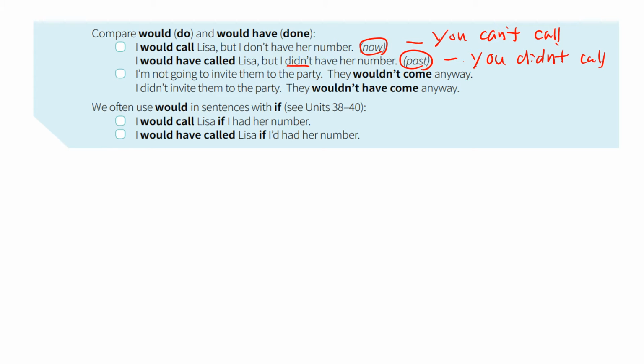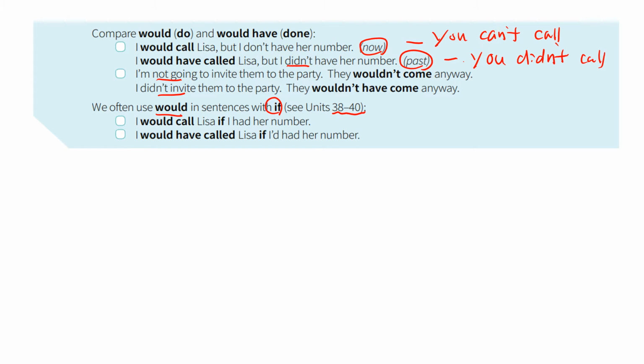I'm not going to invite them to the party. They wouldn't come anyway. I didn't invite them to the party. They wouldn't have come anyway. So this one is just like present and past. We often use would in sentences with if. You can study this in Units 38 through 40.